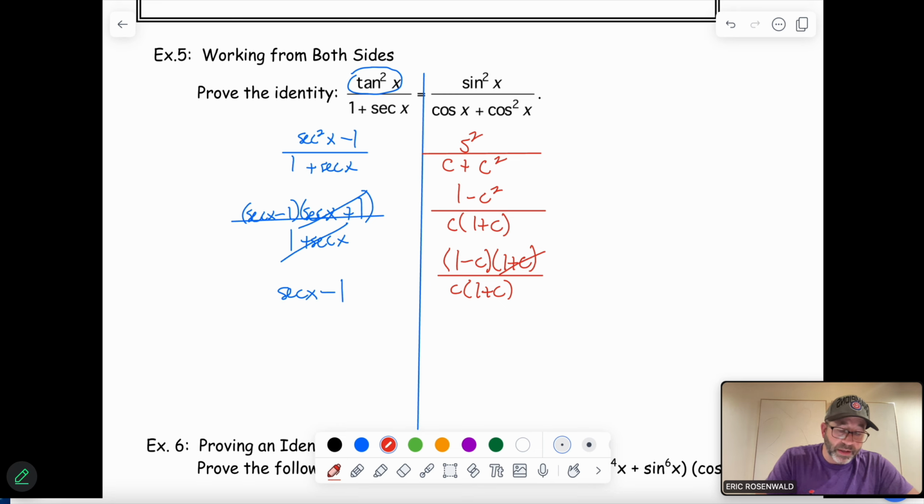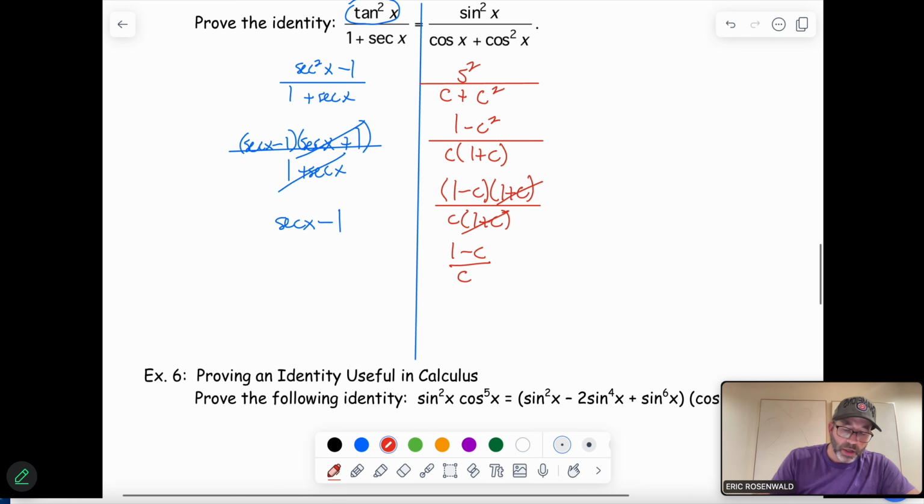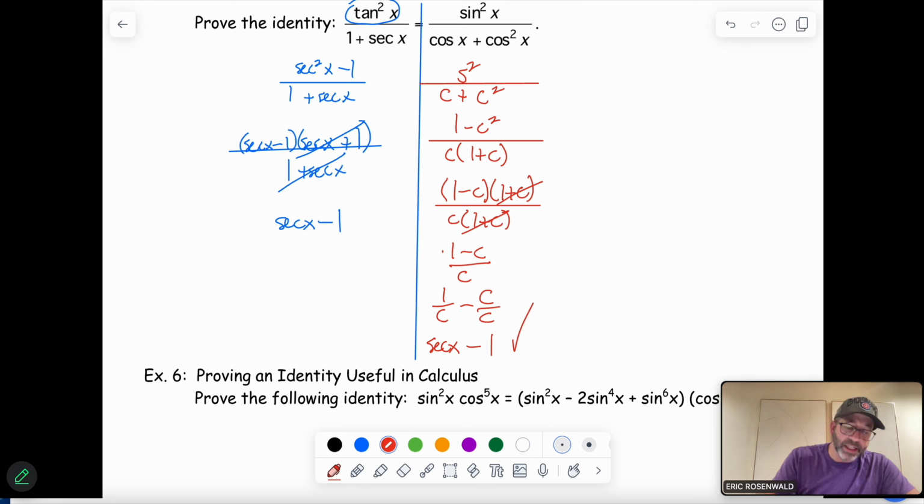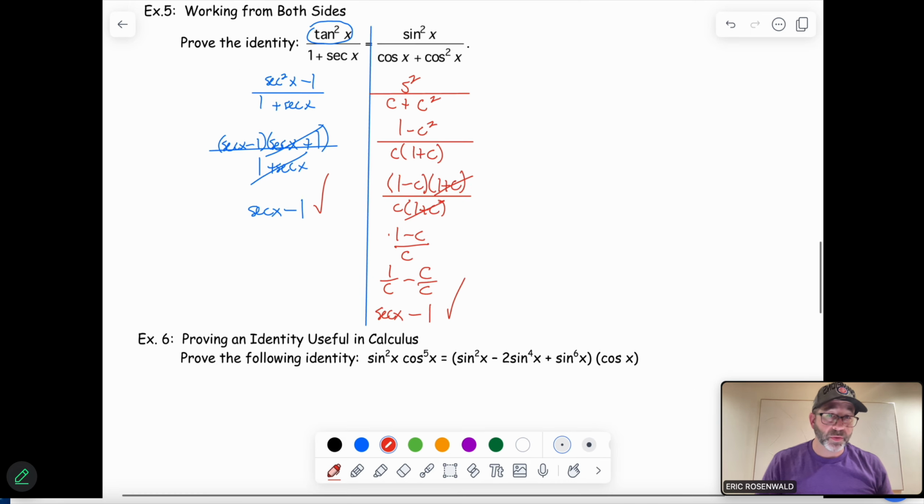Now these c's cancel, the 1 plus c's cancel, and I'm left with 1 minus c over c, which I can break up into 1 over c minus c over c. And 1 over cosine is the same as secant of x, and c over c is the same as 1. I was able to get both of these sides to converge. So this is one of those examples where I could do the left-hand side or the right-hand side, or I can do both sides and eventually get them to converge. That's a way of proving them as well.